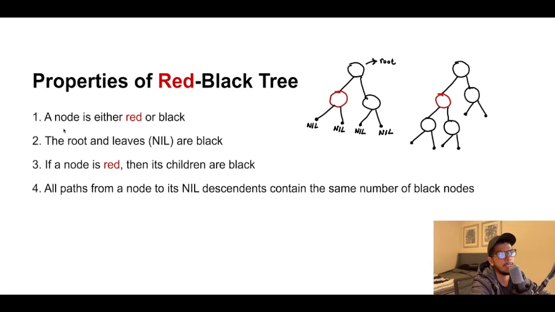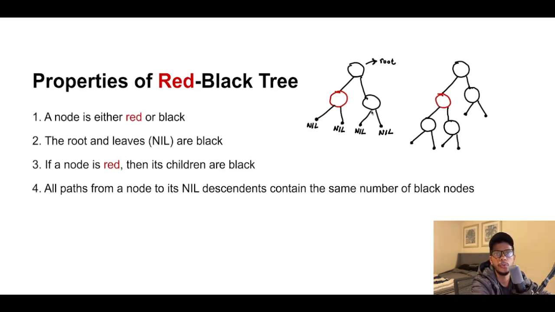The first property is that a node is either going to be colored red or black. These nodes are going to carry an attribute called color, and this color attribute can either be of the value red or black. The second property is that the root and the leaves, which are your null nodes, are going to be colored black.